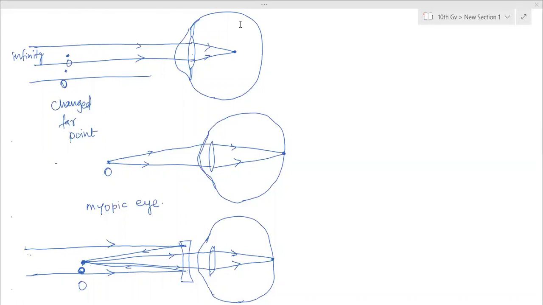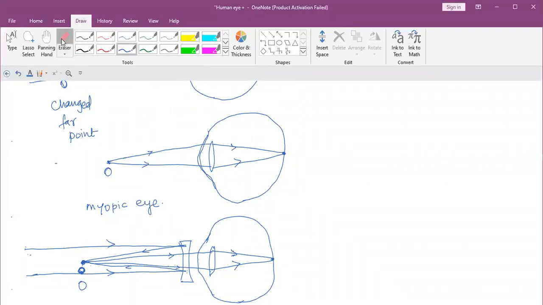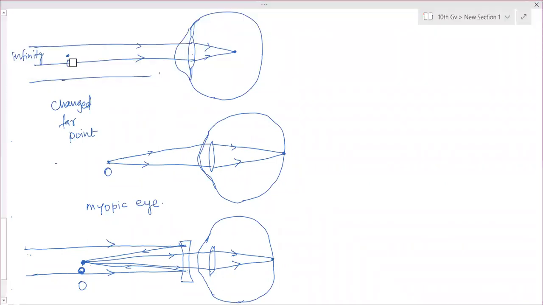Ma'am, for the first ray diagram, where is O? In between it should be somewhere. The changed far point is a distance; it can be anywhere. Any one position you can mark.